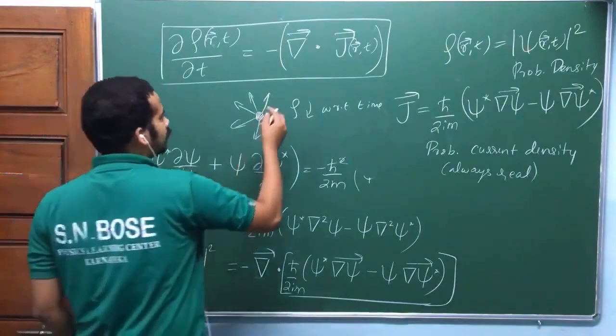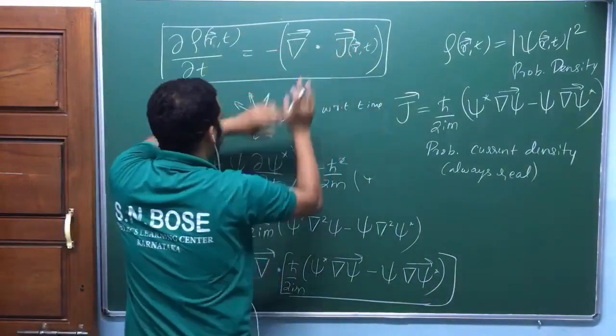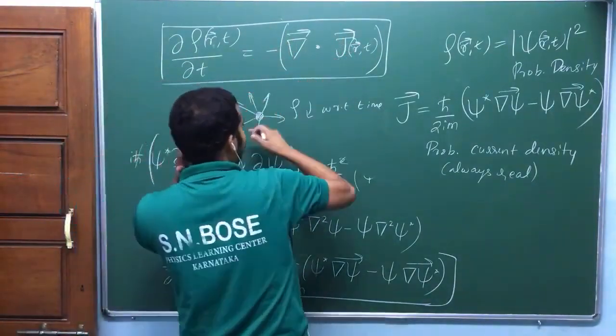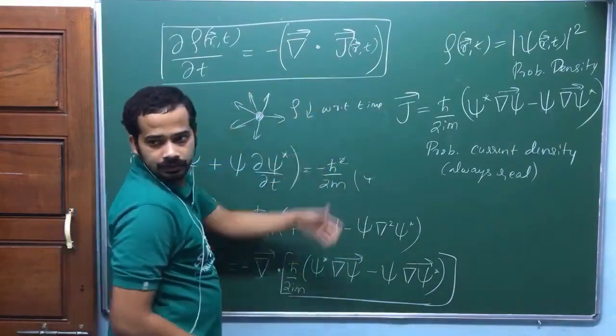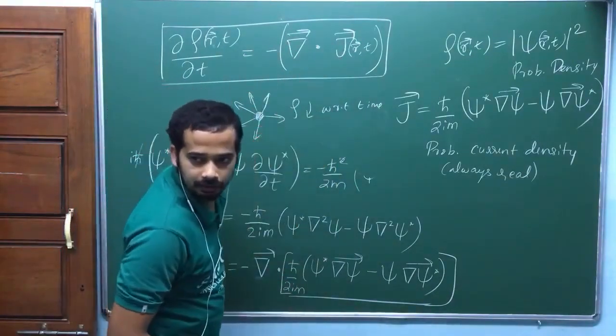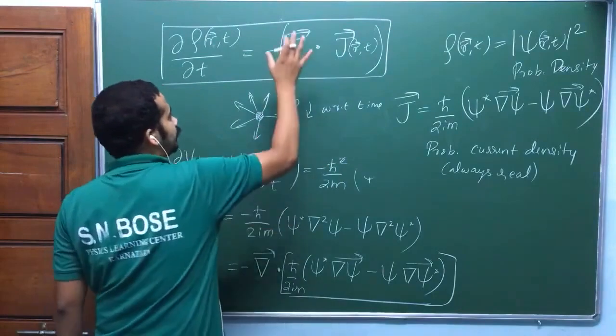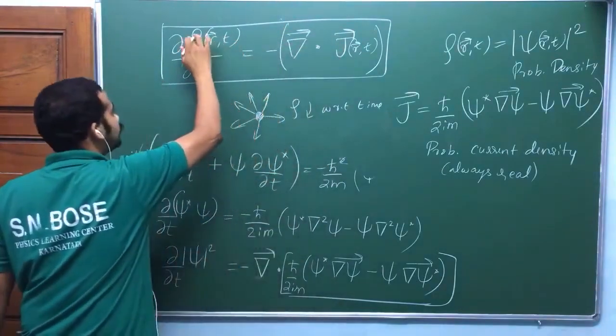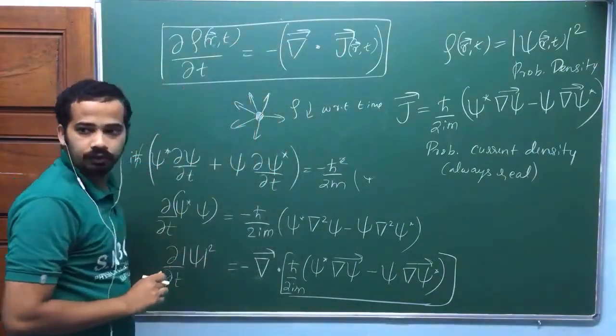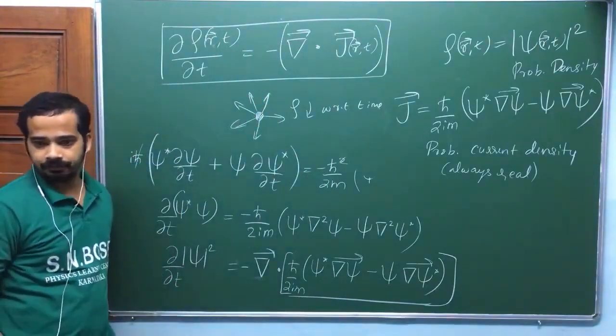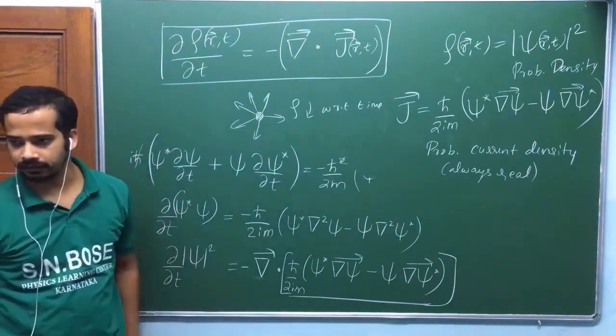Now what I am saying is, this is non-zero, which means this is diverging from the point. Are you getting my point? Yes. Now if this is diverging, this should be decreasing. Rho should be decreasing with respect to time. So that is the meaning of this continuity equation.